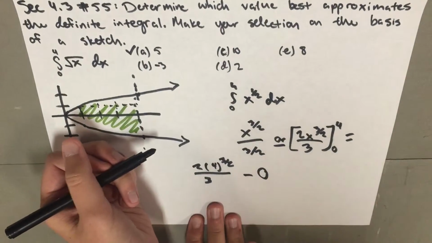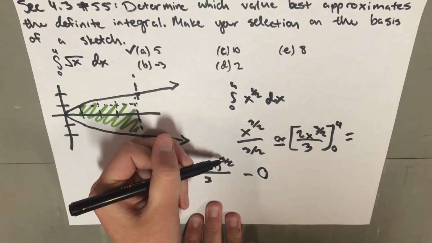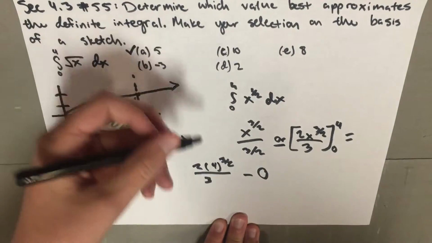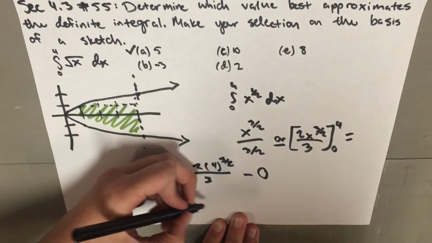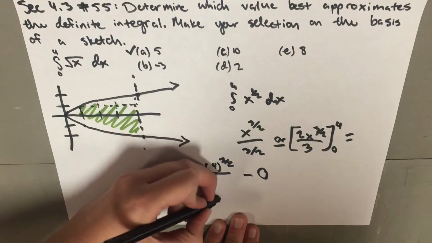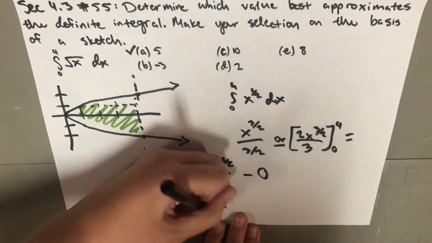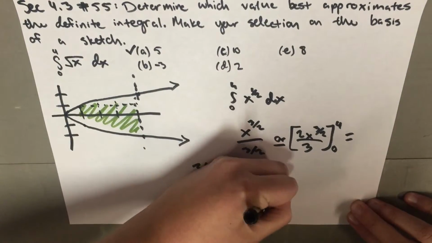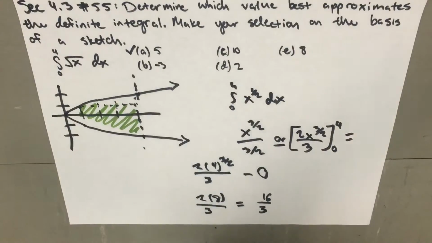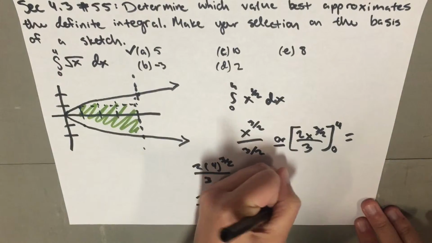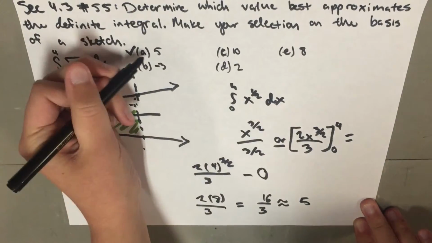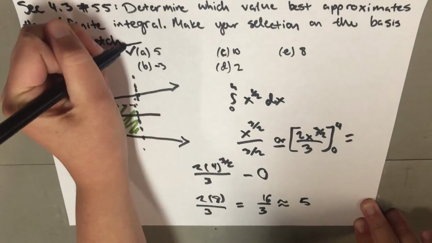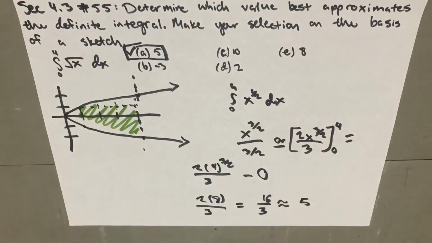And so to simplify that further, 4 to the 3/2, you cube 4 and then square root that, and 4 cubed is 64. And then the square root of 64 is 8. So 2 times 8 divided by 3. And when you simplify that further, you get 16/3. And we know that that is approximately 5, which, yes, matches up with our answer from the sketch. And so A, 5 will be your answer for this one.